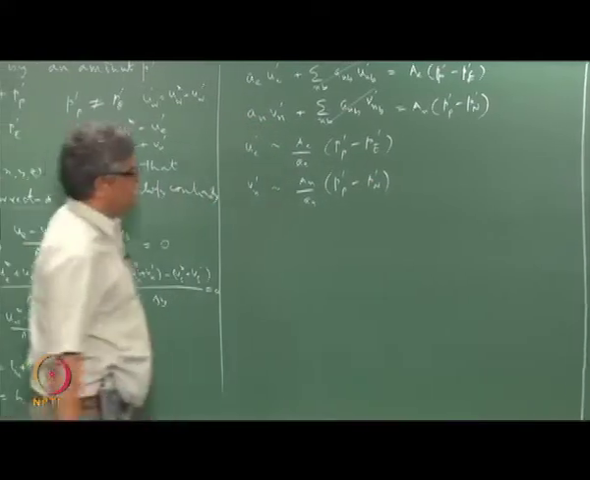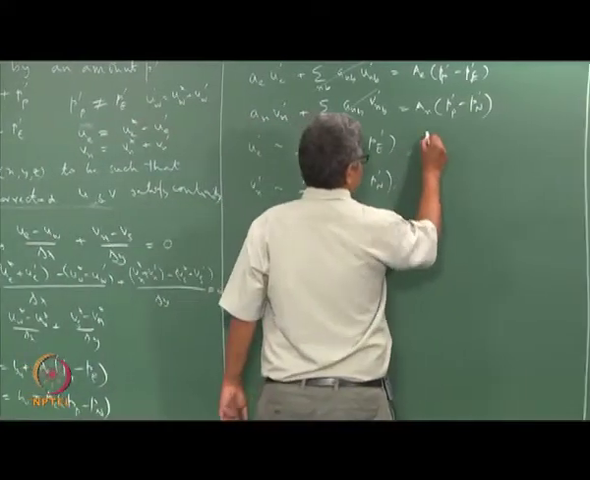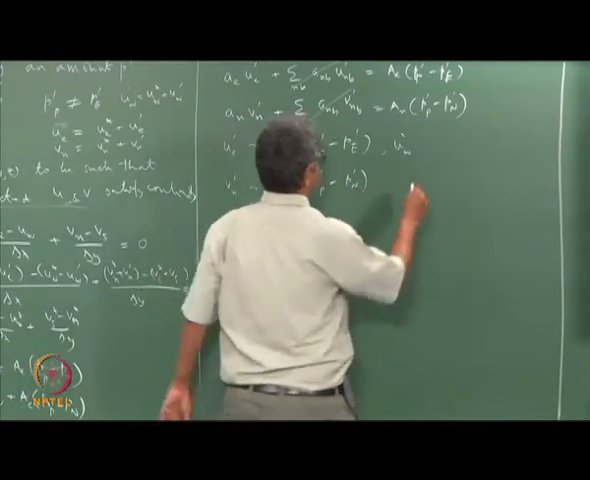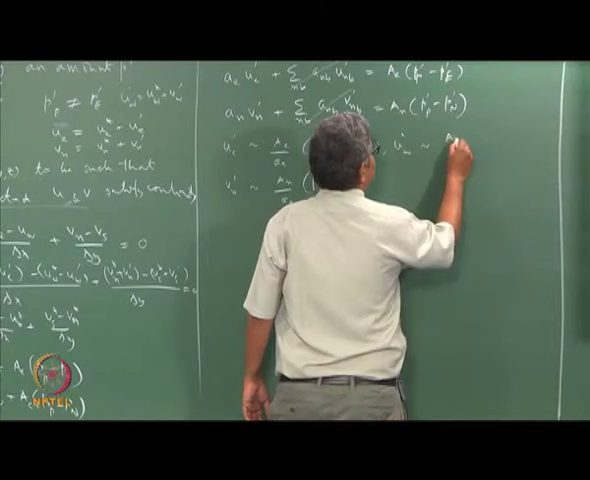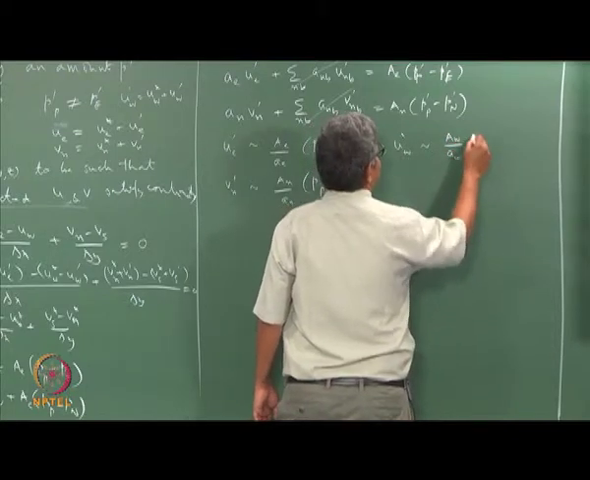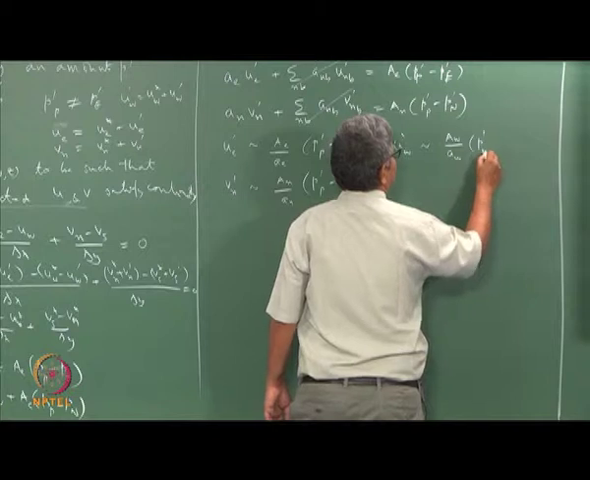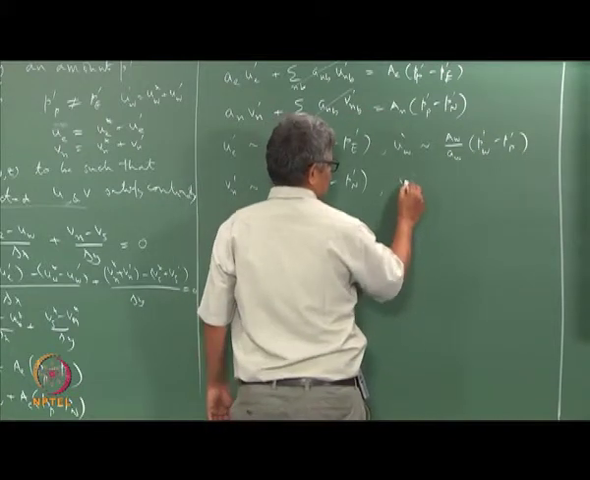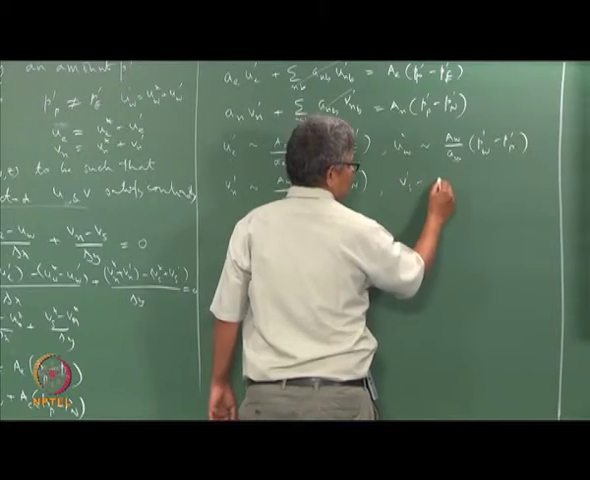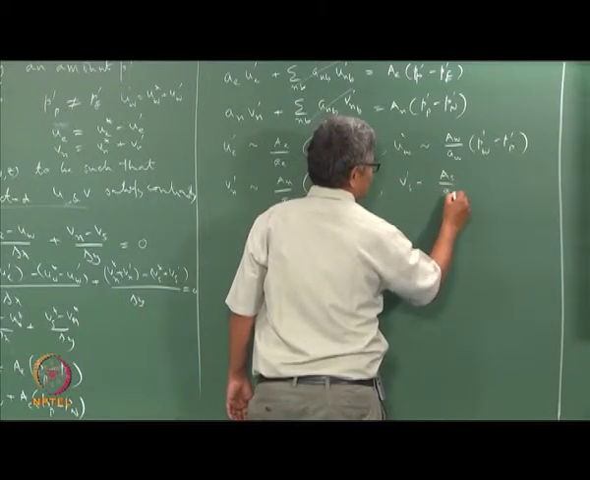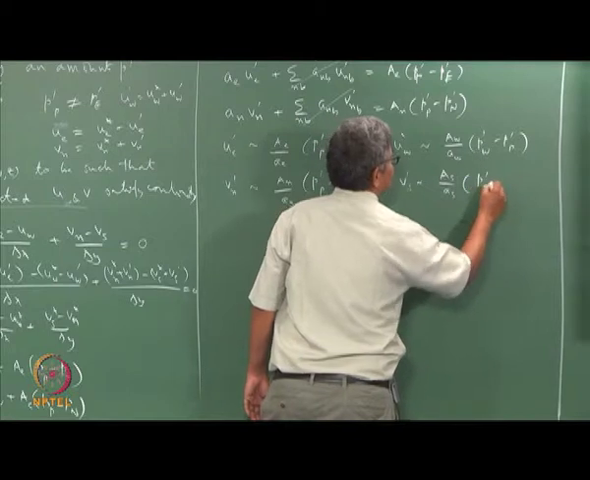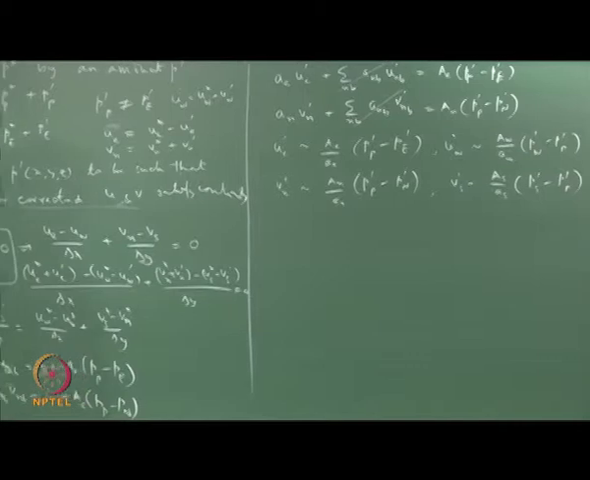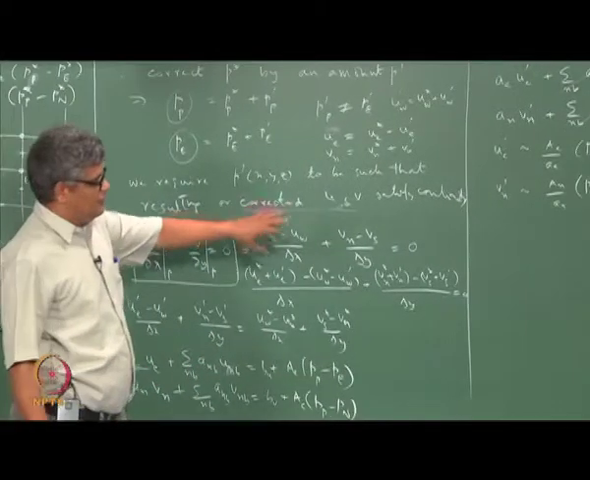And similarly, we can write the velocity correction at the west face as A west by a west times P prime west minus P prime P, and V prime south as being roughly equal to AS by a S times P prime S minus P prime P. Okay. So, now what do we have?